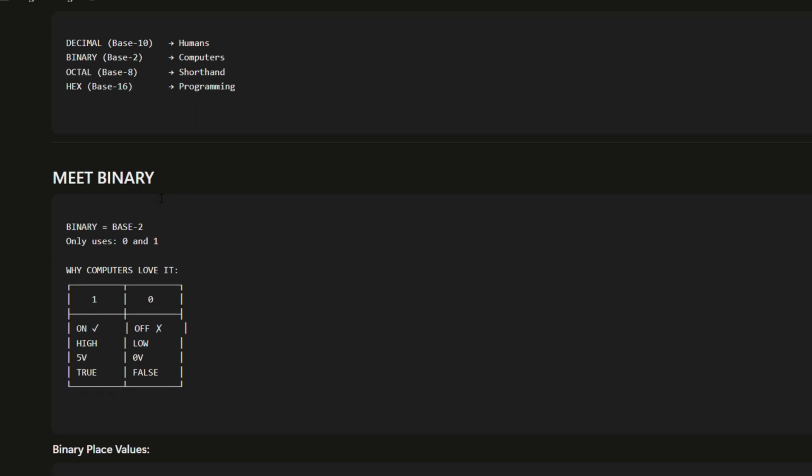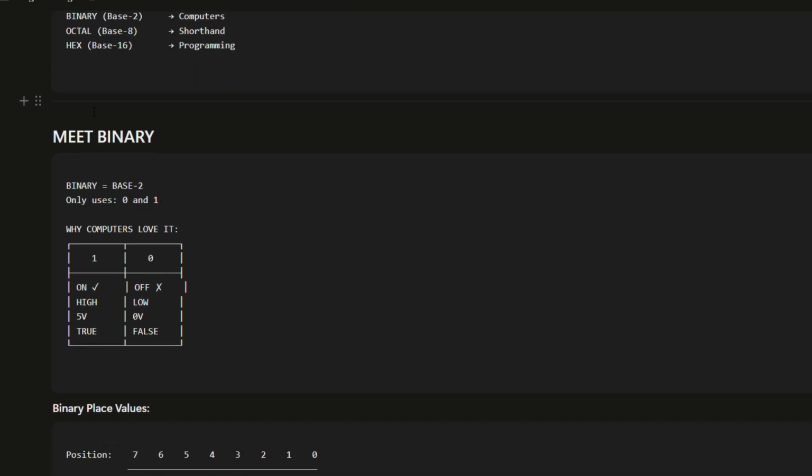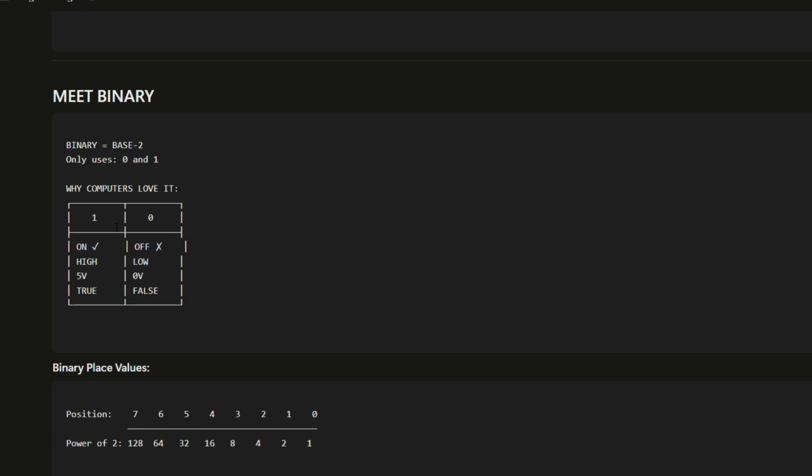So we'll start off with learning about binary. It uses two digits, which are your 0 and 1. That's exactly why we call it base 2. And why do you think it's such a popular choice when it comes to computers? It's because it's really simple to represent with electronics. Since 1 and 0 can be represented as on, off, high voltage, low voltage, which is essentially just 5 volts or 0 volts. It can also be used to represent true or false.